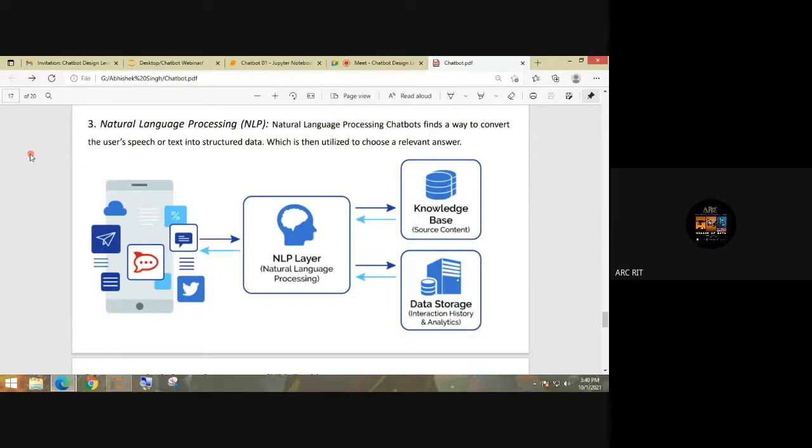And the last one is natural language processing, that is NLP, the most advanced form. This is the final type. Alexa, Siri, and all advanced chatbots, the virtual assistants, come in the NLP category. A natural language processing chatbot finds a way to convert the user's speech or text into structured data, which is then utilized to choose a relevant answer. So NLP is the final stage. When you come across level one, level two, then level three, the most advanced form of chatbot is NLP. You call it a virtual assistant, like Siri, like Alexa, like Google Assistant.